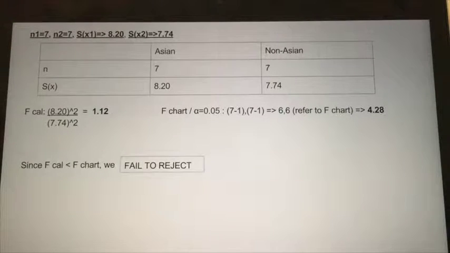Finding the F-cal as standard deviation 1 squared over standard deviation 2 squared, which is 8.20 squared over 7.74 squared in this case, gives us 1.12. And since they also don't give us the alpha again, we take it as 0.05. So the degrees of freedom would be 6 for both. We refer to the F-chart and we get 4.28 as the F-chart value. As you can see, 1.12 is less than 4.28, which means F-cal is less than F-chart. So again, we fail to reject.